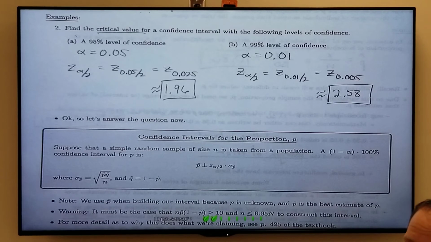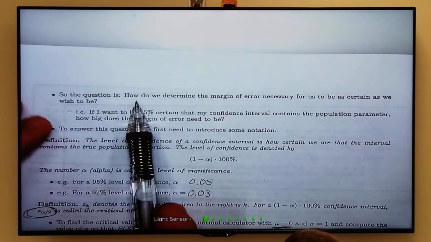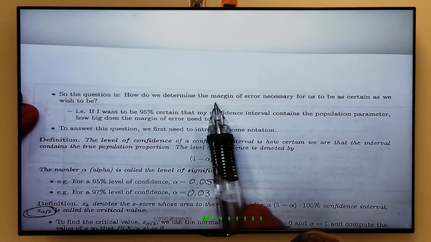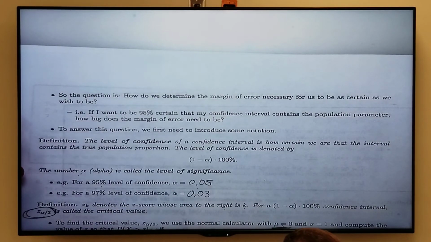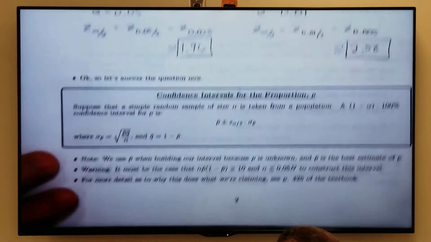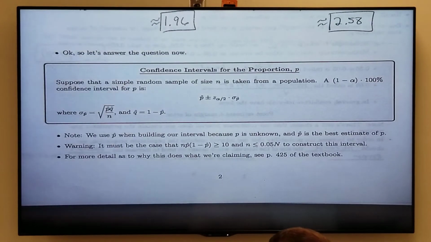Okay, so now that we have that notation in hand, we can answer the question, right? The question we wanted to answer was, how do we determine the margin of error necessary for us to be as certain as we wish to be? Well, here's the answer. Here's the formula that will do the trick.